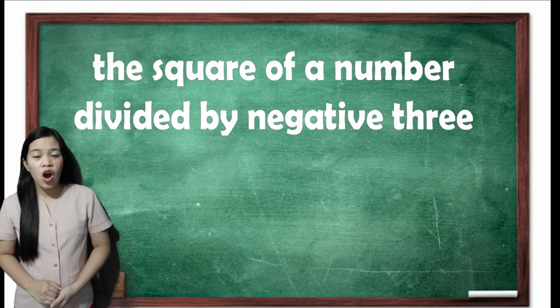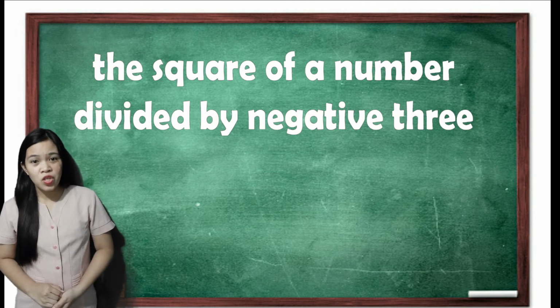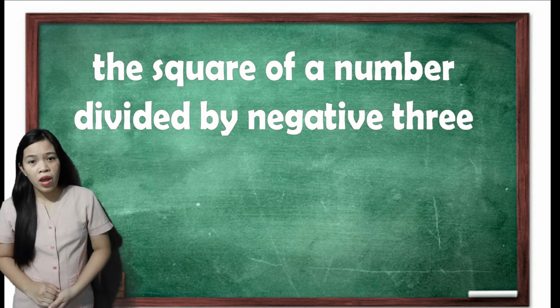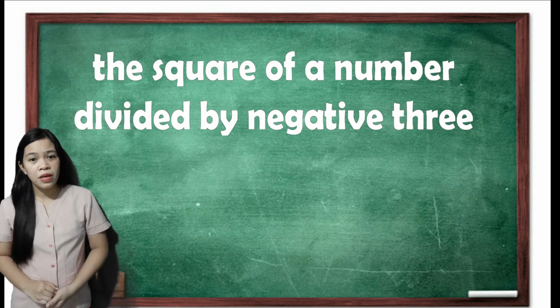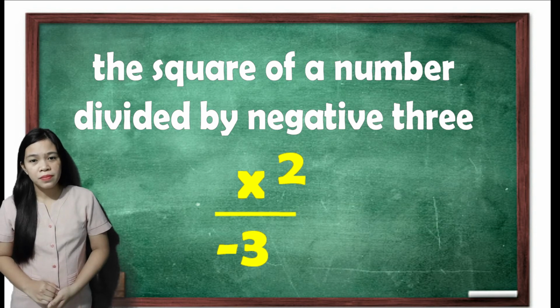The square of a number divided by -3. What operations are involved in this phrase? Correct. We have multiplication and division. The word square means multiplying the base by itself, and it is denoted by the superscript 2. So the answer is x squared over -3.